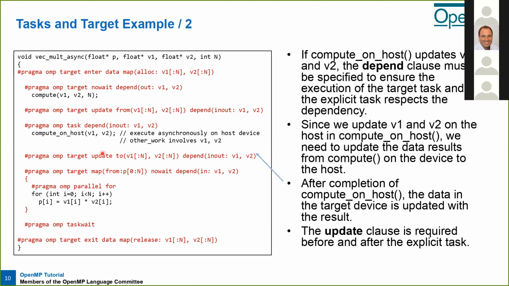How do we continue after completion on the host? Again, we have to update the data on the device. So V1 and V2 are being copied back. So this is being consumed and then updated on the device. We have again a kernel on the device, which depends on this target update. And then finally, we have a task wait to wait for all the kernels before we release the data.